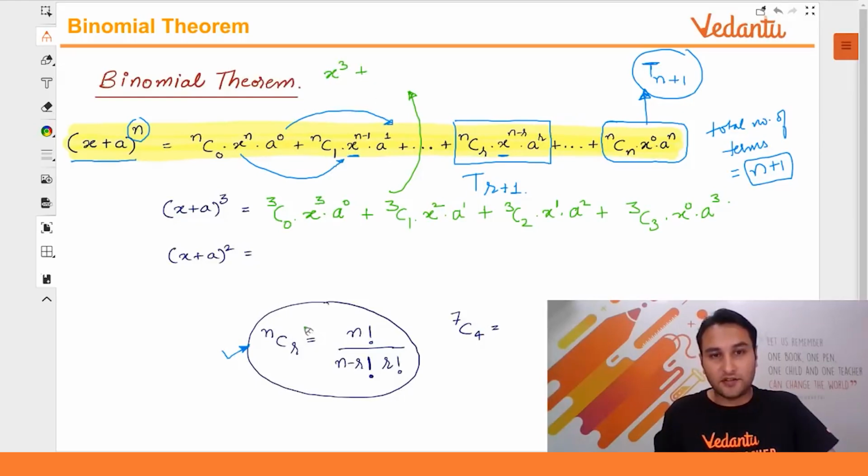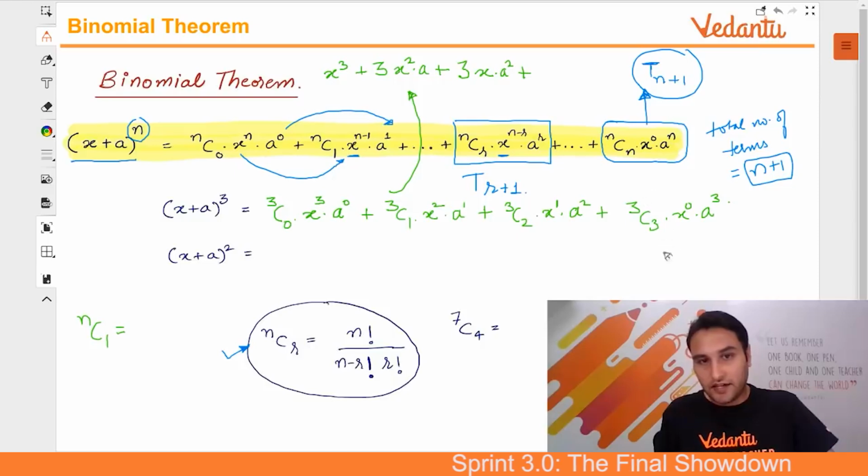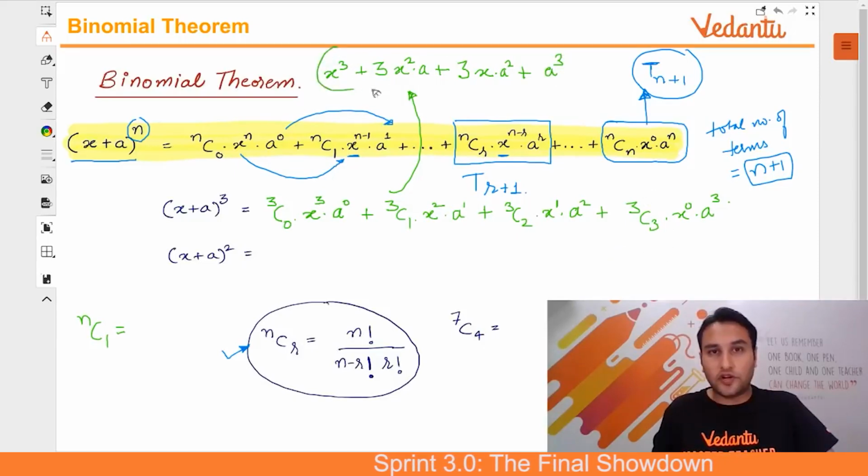What is nc1? 3 itself. nc1 is n. Yes or no? Does everyone know this or not? Keep a note of that. Okay, so this is 3x square a plus, again, 3x into a square. NCN, as I told you, is again 1, that is a to the power 3. This you already knew, this is the expansion which you already knew, right?